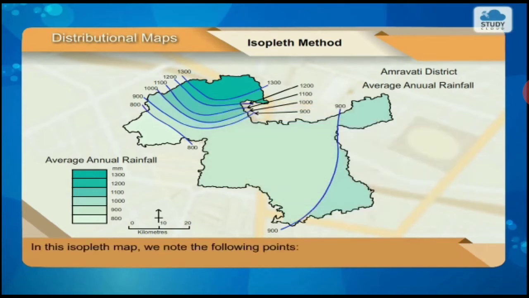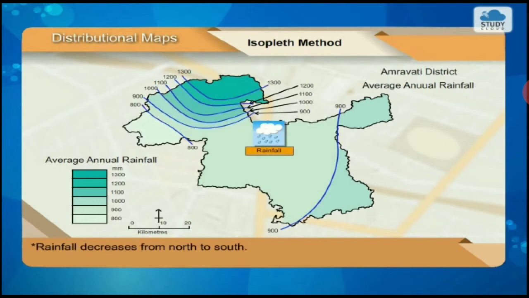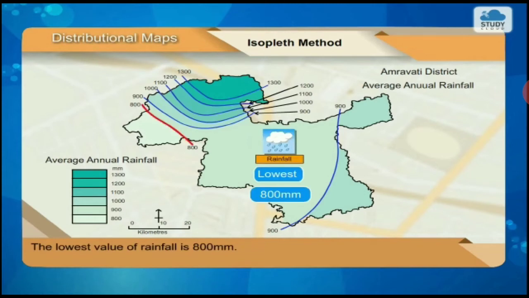In this isopleth map, we note the following points. The rainfall is maximum in the northern part of this map, 1300 millimeter. The rainfall decreases from north to south. The lowest value of rainfall is 800 millimeter.